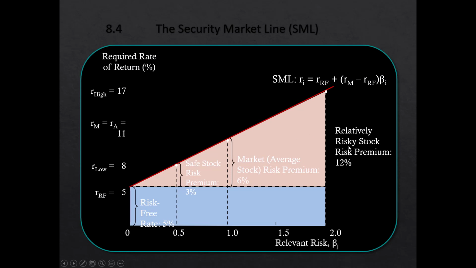here you've got a relatively risky stock with a risk premium of 12. Market average is a risk premium of 6. A safe stock has a risk premium of 3, and the risk-free rate is equal to 5. So at 5, you've got essentially the minimum amount of risk you're going to take. This is the beta. So 1, 1.5, 2, and 0.5.